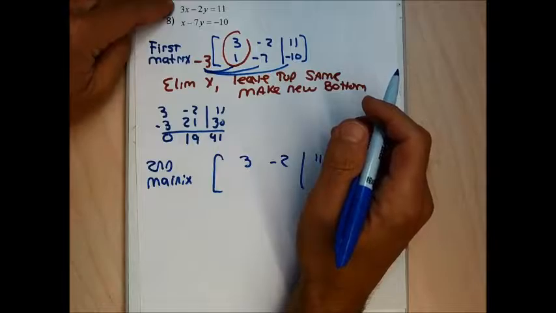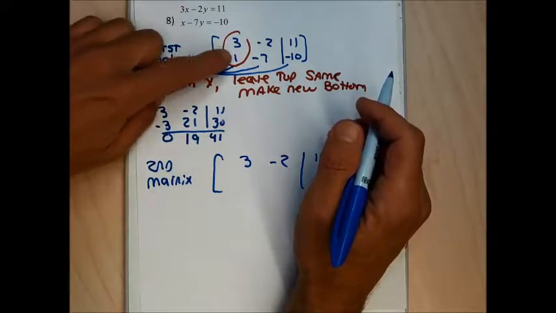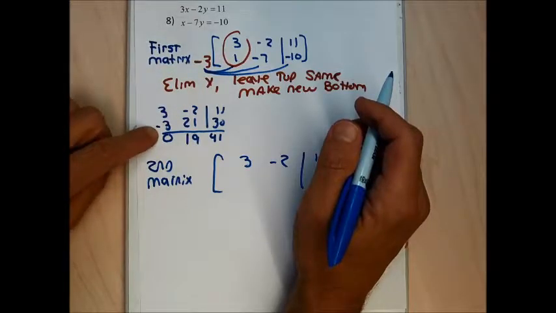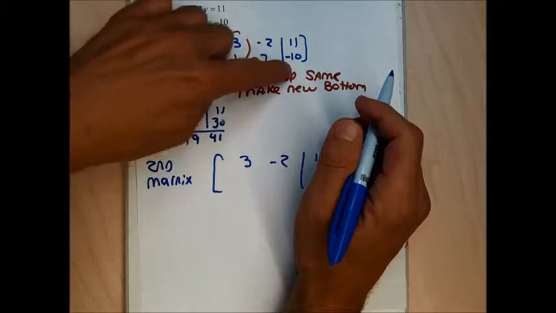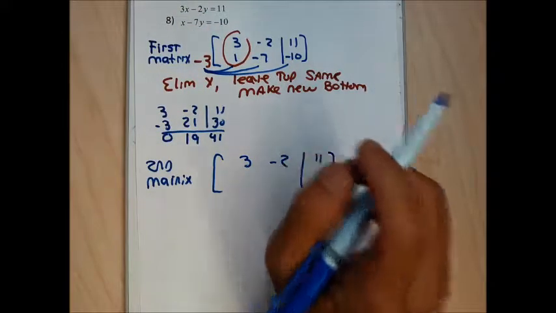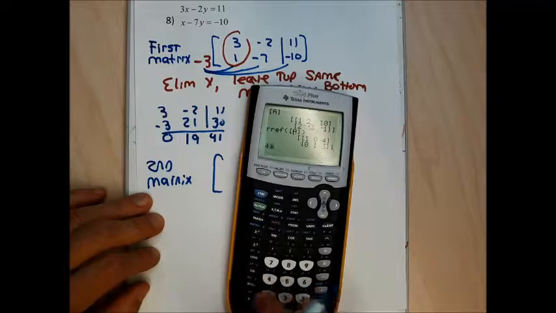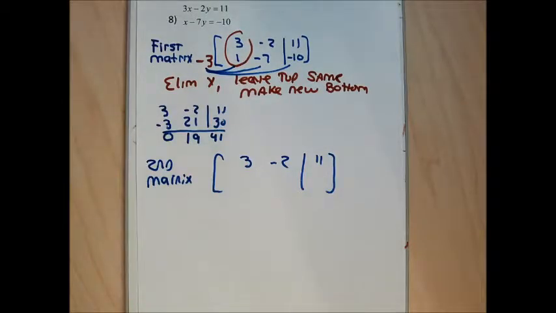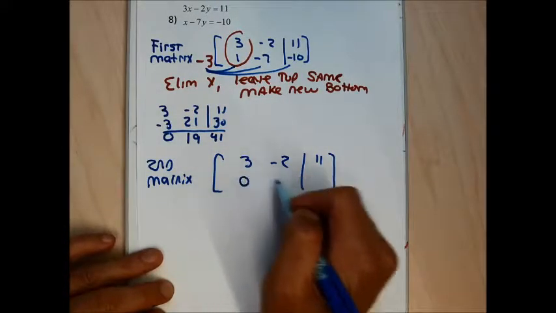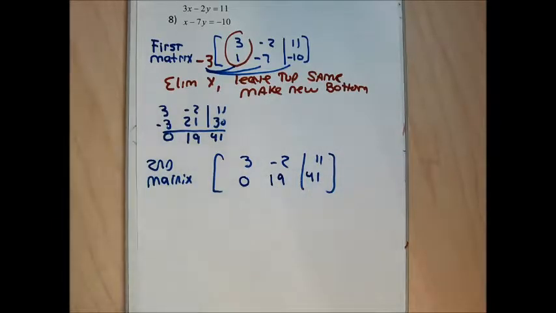3, -2, 11. 1, -7, -10. -3 times 1 is -3. -3 times -7 is 21. -3 times -10 is 30. I think 19 divided by 41 doesn't work so well. If I do 41 divided by 19, I get 41 over 19. So my second matrix, I'm not going to introduce a fraction. I'm going to write 0, 19, and 41. Done with the first step.